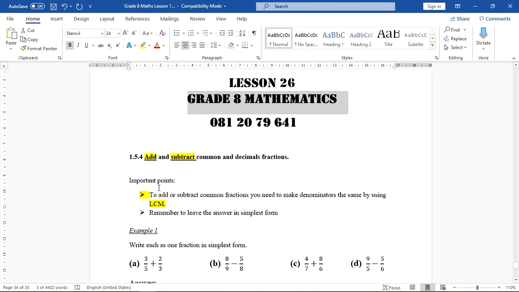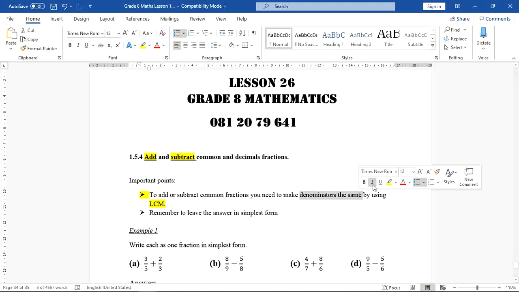These are the important steps that you need to follow when you are adding and subtracting common fractions. For you to add or subtract common fractions, you need to make the denominators the same. So make sure that the denominators are exactly the same.